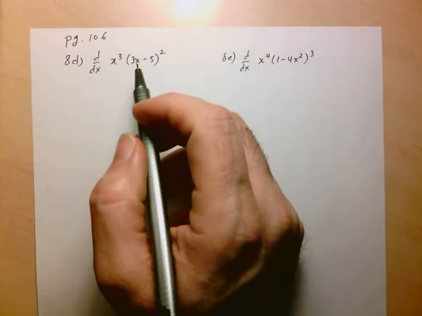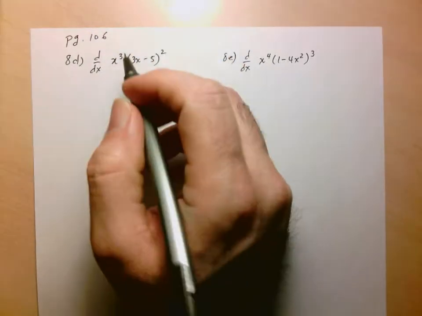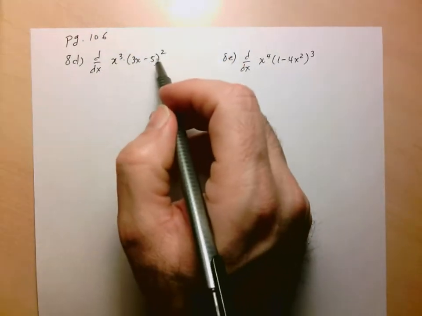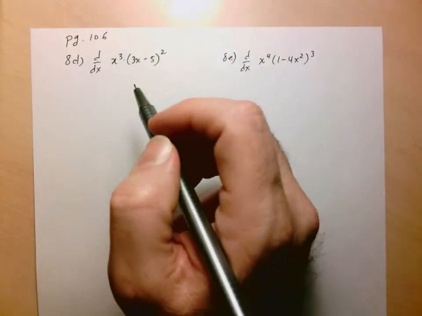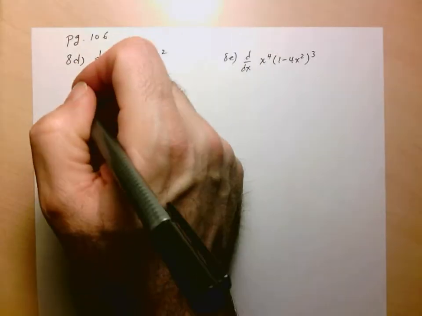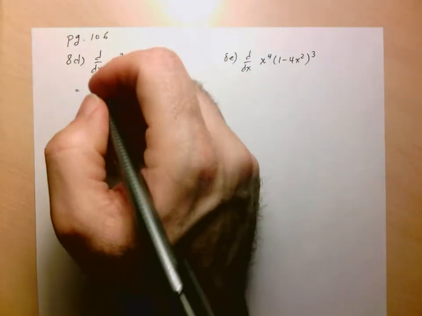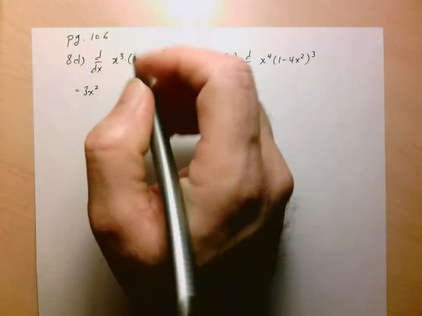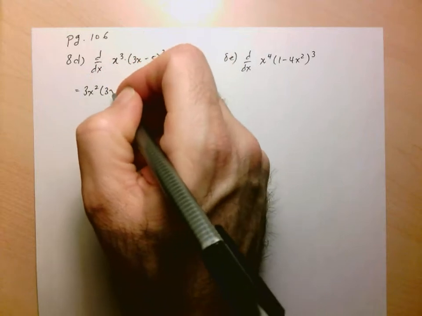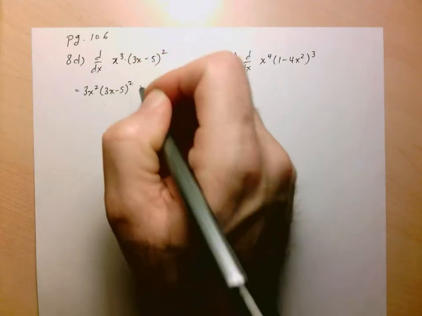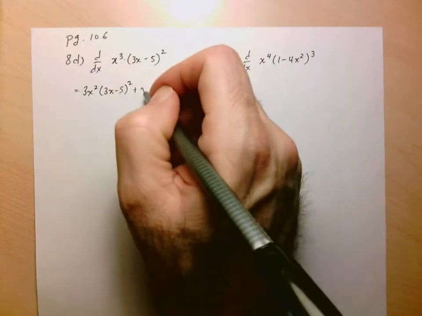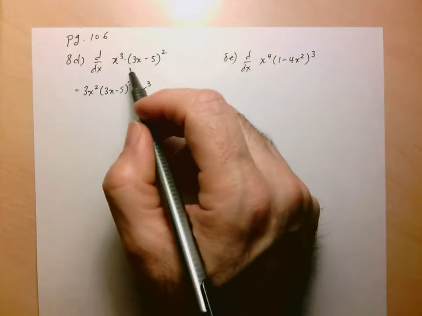Here, the first thing I notice is that I've got this product. I've got x cubed, and then 3x minus 5 all squared. So I'm going to treat this as a product rule problem. Let's go ahead and do that. Here we have the derivative of the first, which is 3x squared, times the second function, 3x minus 5 all squared, plus the first function, x cubed, times the derivative of the second function.